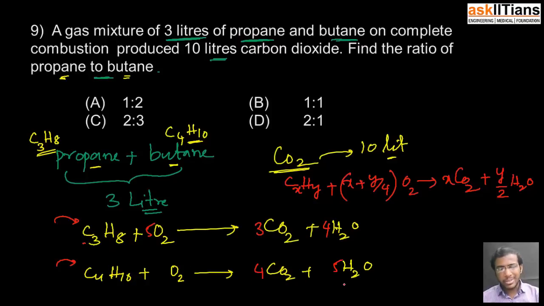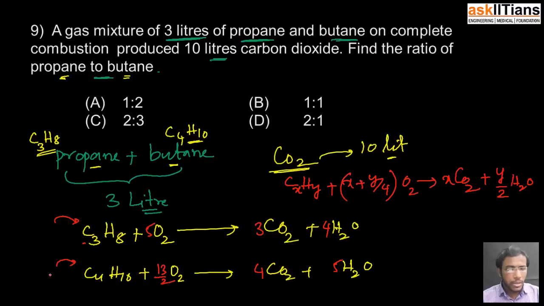So it is 4 to 8. 8 plus 5 is how much? 8 plus 5 is 13. So 13 means here we have to take 13 by 2. Okay, so this is the balanced equations of these two.